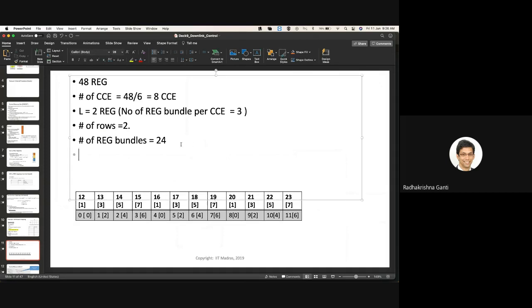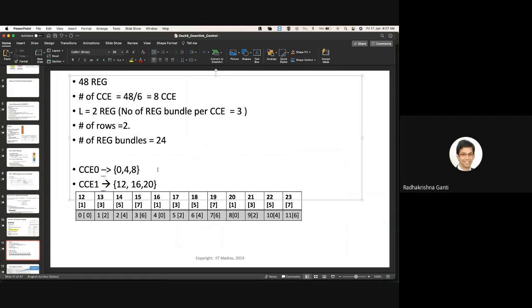Okay, so now let us see what the REGs are. CCE0 is mapped to what REG bundles now? It is mapped to the 0th REG bundle, the 4th, and the 8th. CCE1 is mapped to 12, 16, and 20, and so on and so forth.